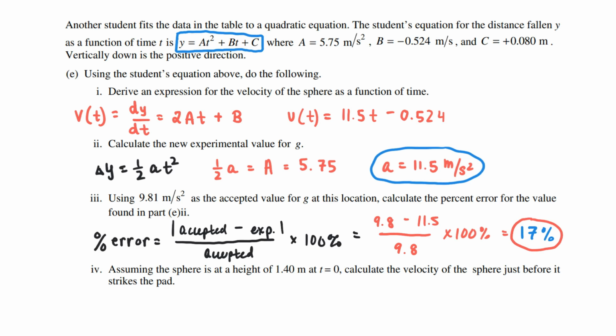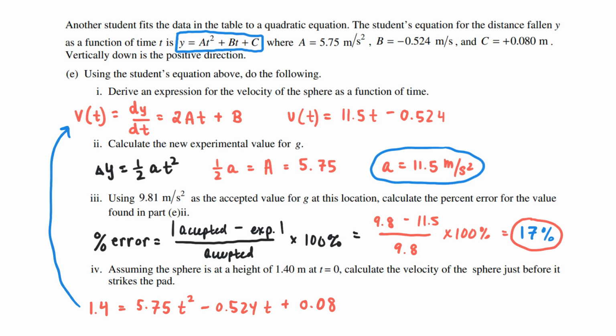And lastly, in part E4, it says, assuming the sphere is at a height of 1.4 meters at t equals 0, calculate the velocity of the sphere just before it strikes the pad. To do this, I will set the position that's given in part E4, the 1.4 meters, equal to at squared plus bt plus c, where a is 5.75 times t squared minus 0.524, plugging in b, times t, plus c, which is a positive 0.08. And so what I could do is I could solve this, what will be a quadratic equation, to determine the time when the sphere will be striking the pad, the time of that collision. And then I could plug in the time that I obtain into the velocity equation I wrote in part E1.